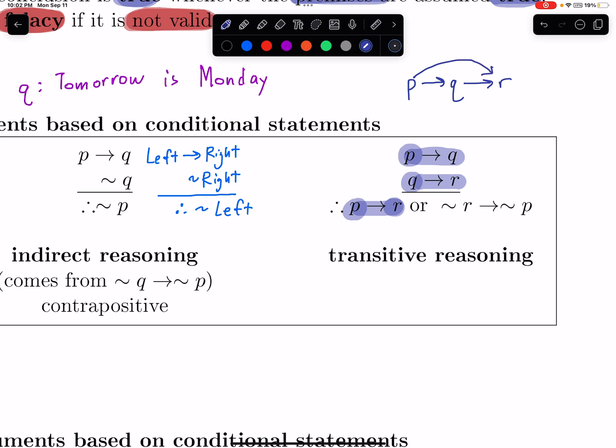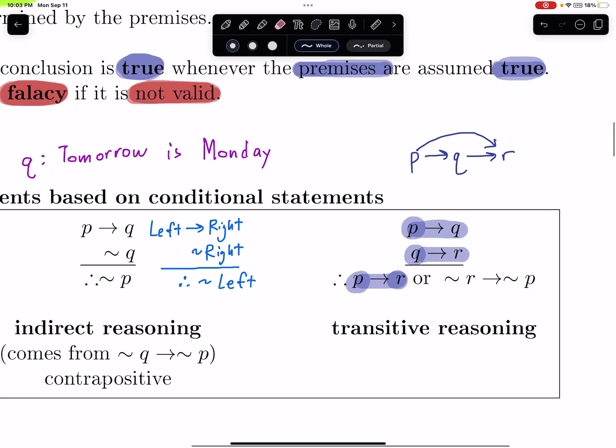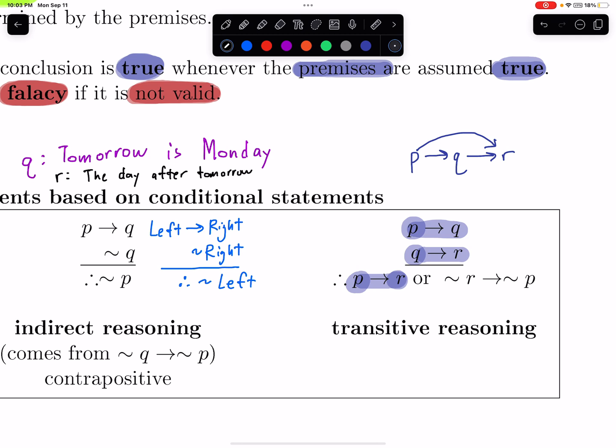So let's make up a new statement for R. R will be the statement: the day after tomorrow is Tuesday.